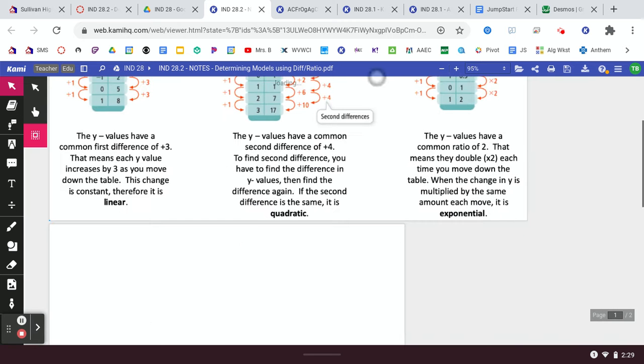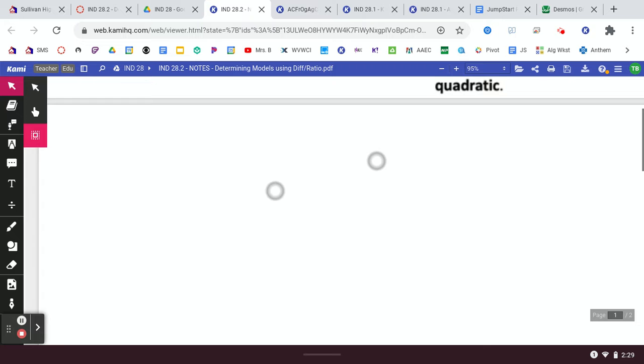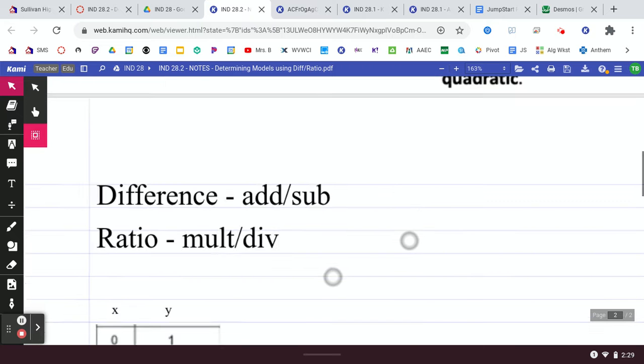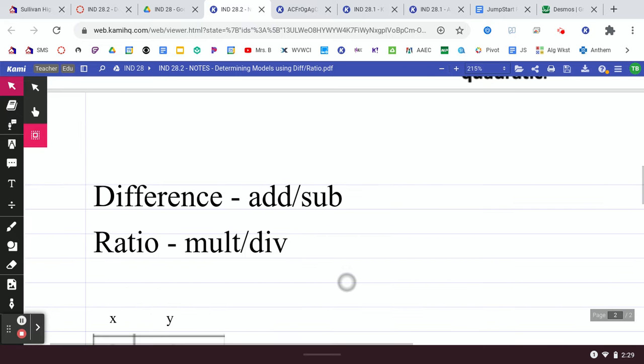But first I want to talk about the definition of just what does difference and ratio mean, because you kind of got to know that to be able to use them. So difference is adding and subtracting. Ratio is multiplying and dividing. Make sure you get that down.